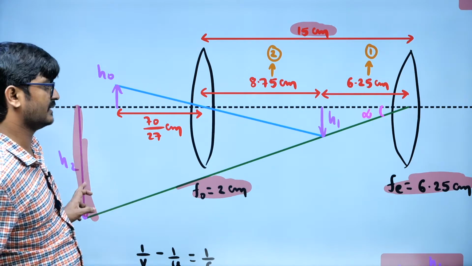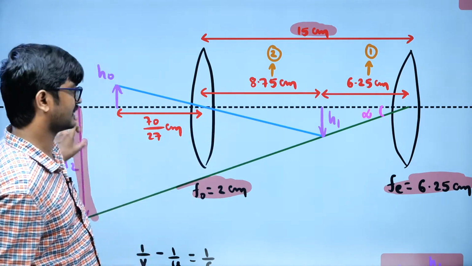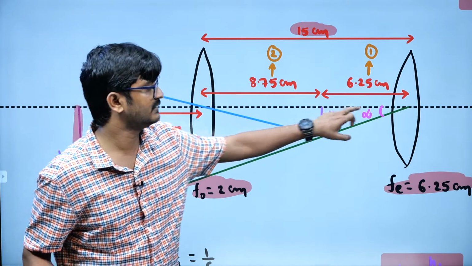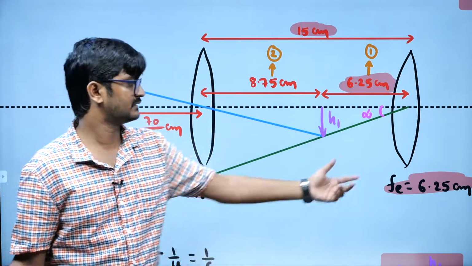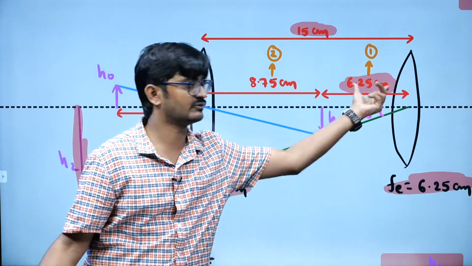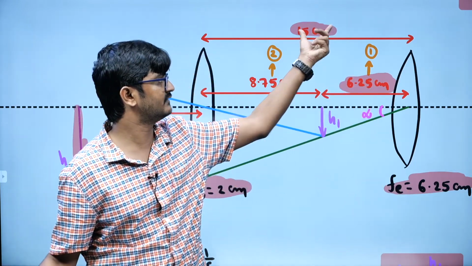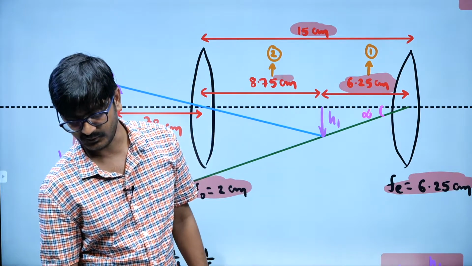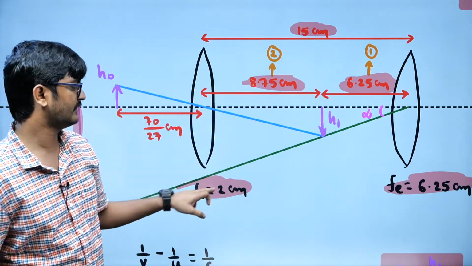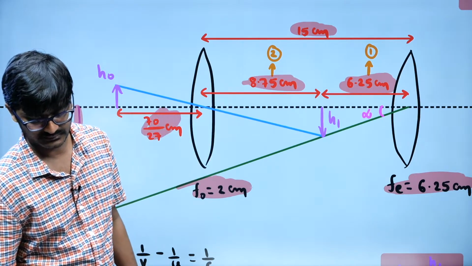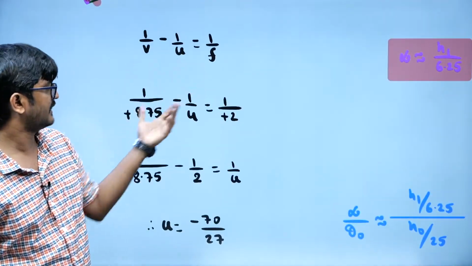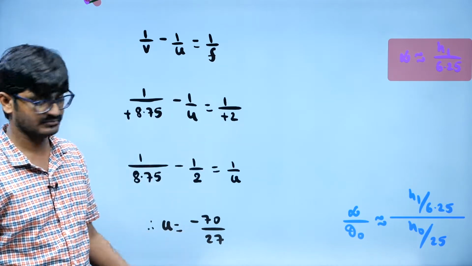If this image is forming at infinity, its corresponding object is here. This must be in the focal plane, so I can get this length easily, right? It must be in the focal plane, which is at a distance of 6.25 centimeter. If this is 6.25, this is 15, so this is going to be 8.75. Now I know v, I know f, so I can use the lens formula and get the object distance. I know image distance, I know focal length, I can get the object distance.